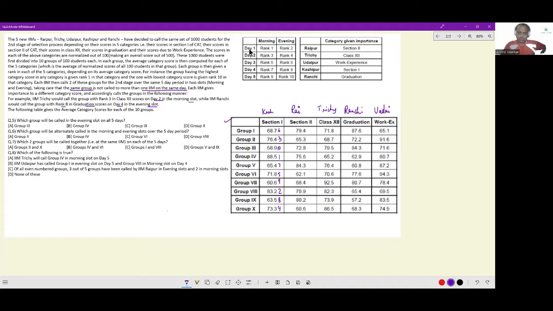Okay. So day 1 in the morning slot they call rank 1 of their preferred category. Day 1 evening, rank 2 of their preferred category. Day 2 morning, rank 3 of their preferred category. Okay. So if I had to do it for Kashipur only, can I say, let's say this is 6, so this will be day 3 evening.